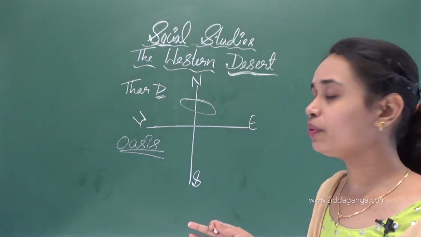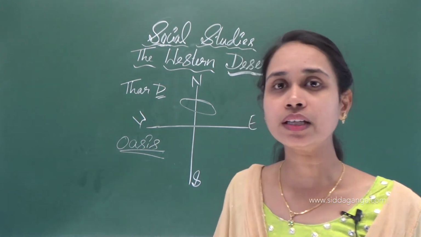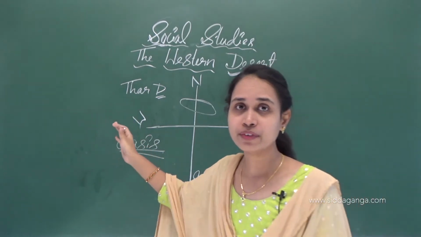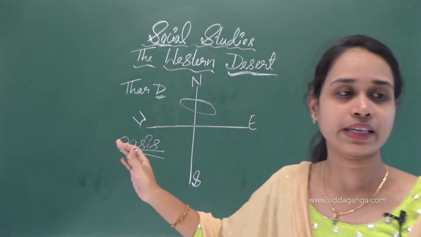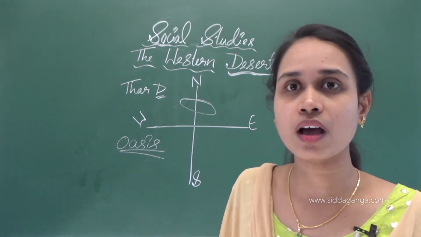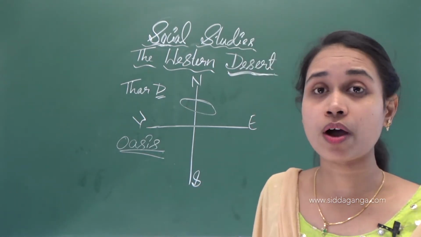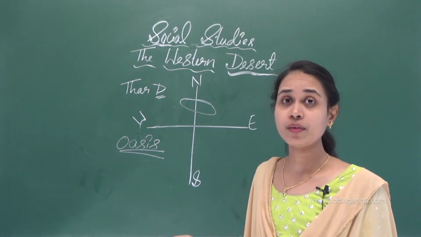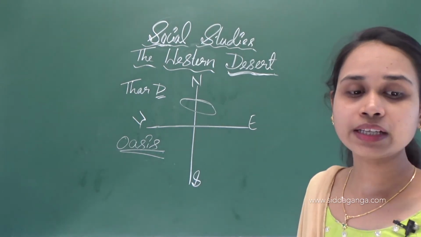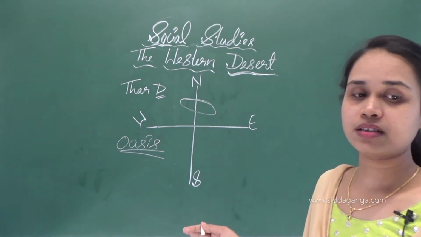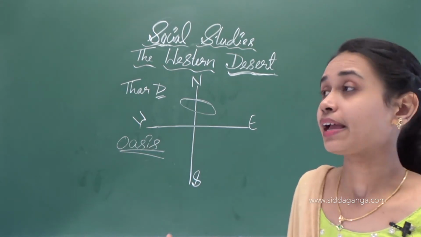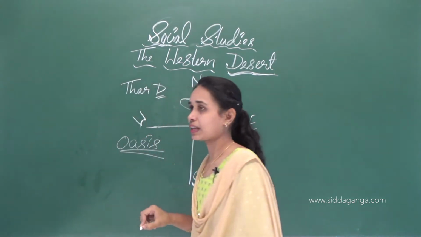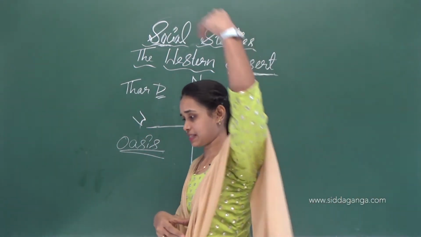So in summer it is hot and dry, but at night it cools very quickly. In winter, the days are warm, but the nights are very cold. So the climate in the desert swings between extremes. The climate becomes very extreme.